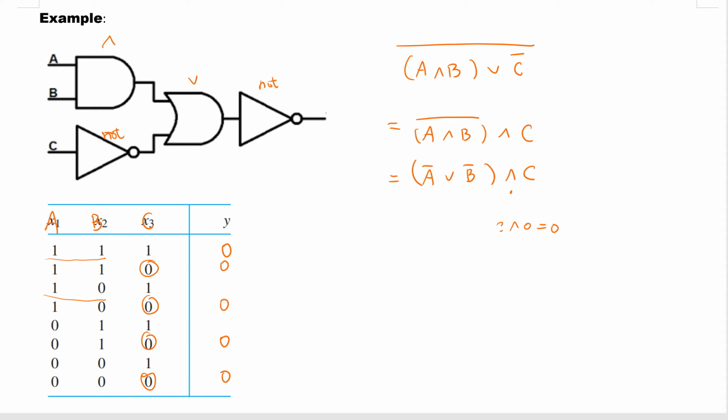0 or 1 is 1. 1 and 1 is 1. Here, 1 or 0 is 1. 1 and 1 is 1. Here, 1 or 1 is 1. 1 and 1 is 1. So far, so good, everybody? Okay, good. Let's continue.